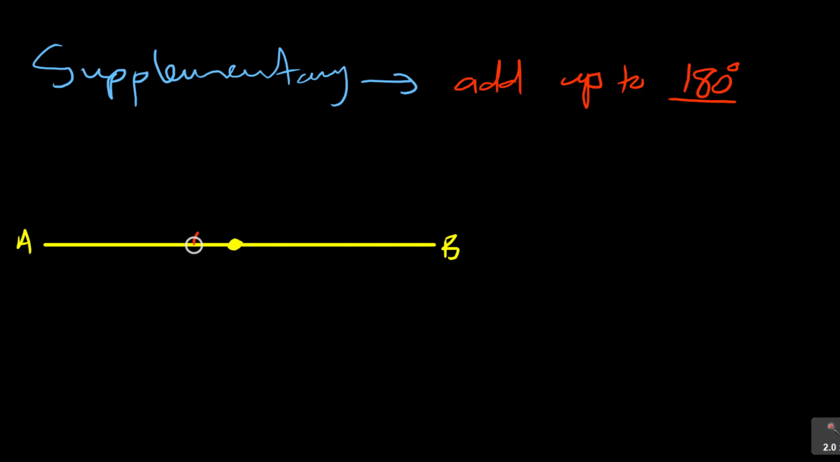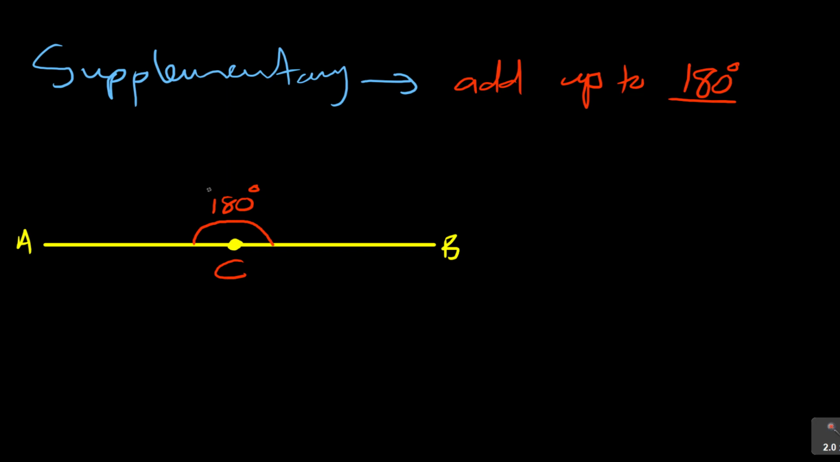So if you start from here and you go to that, you start from A to B, there is a special angle here, and that particular angle, always know that it's 180 degrees. This is the angle in a straight line. Are you with me?